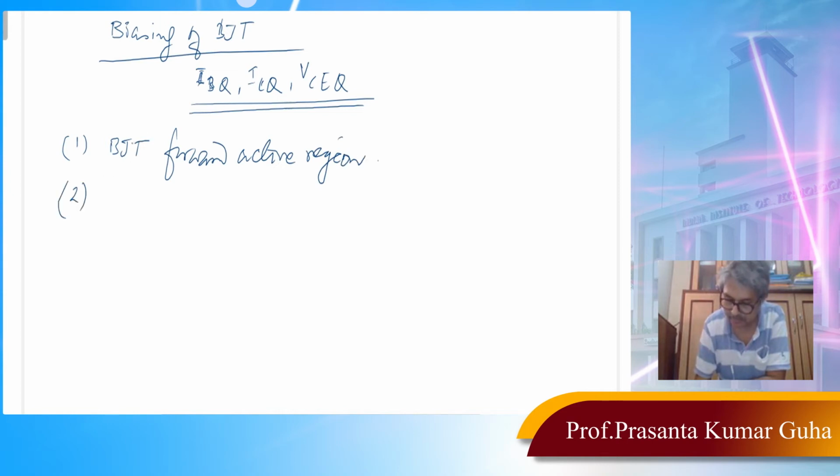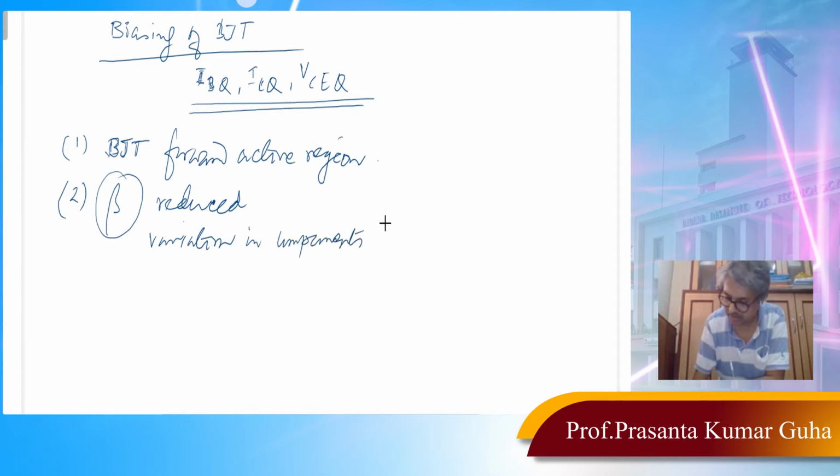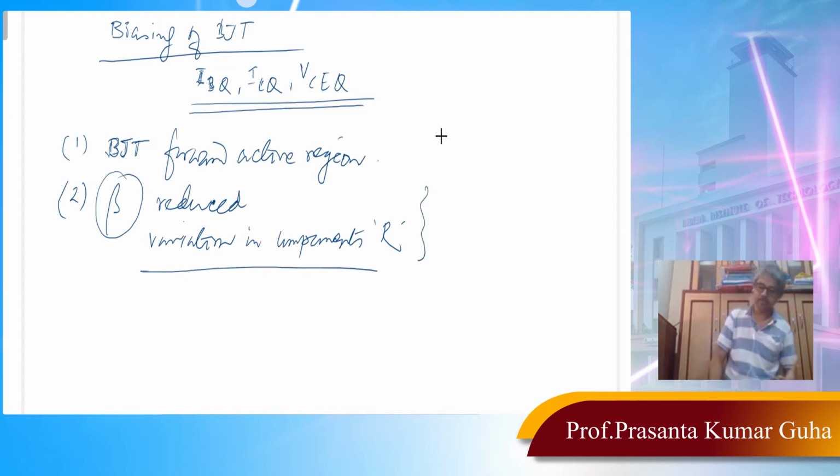And second is, the BJT also has different properties, like its dependence on beta will be reduced. Okay, or if there is any variation in components, like say resistors, these effects can be reduced. Okay, so that we will see how this can be done.